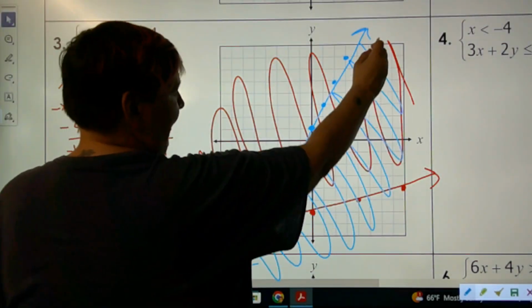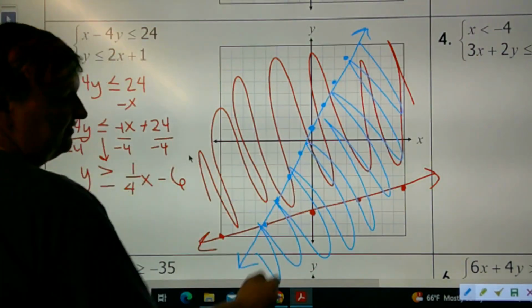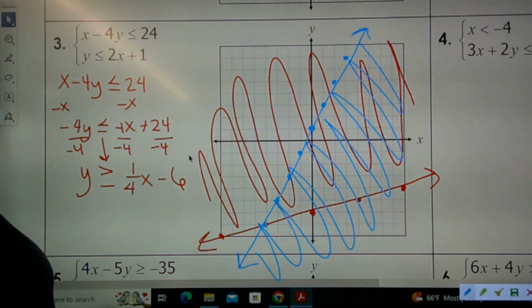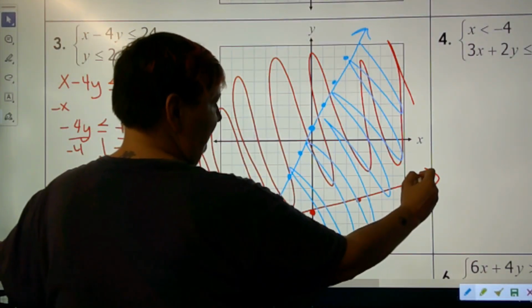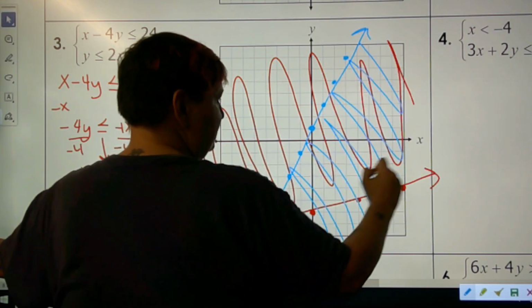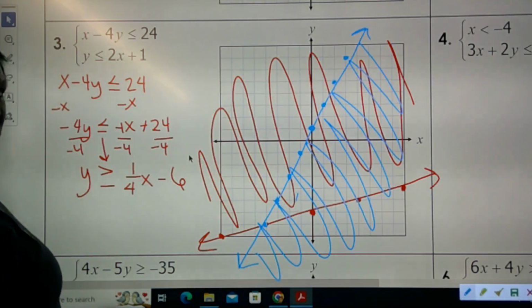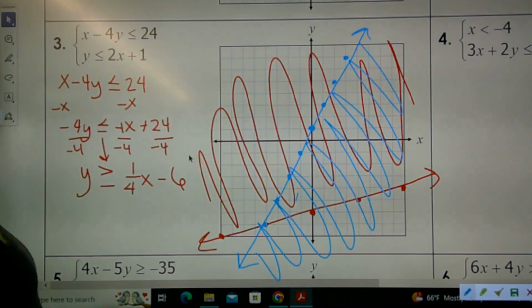Everywhere it overlaps is your possible solutions. Every point that fits on this line here, on this line here, or in between the two lines are answers that will make this true. It will make both equations true.